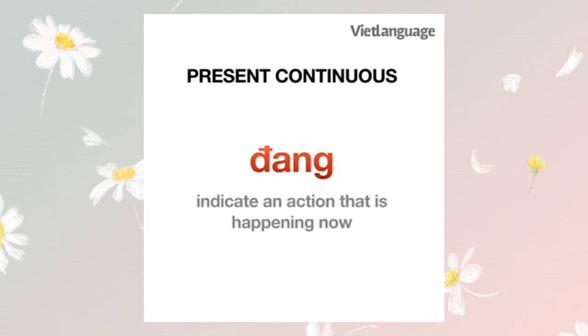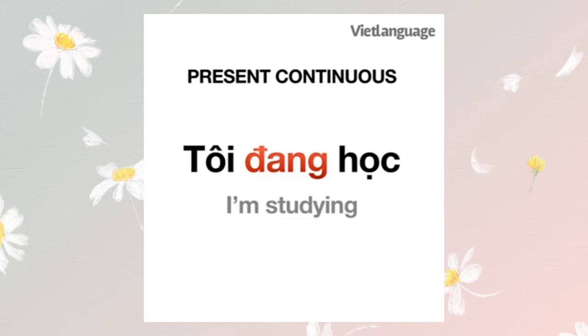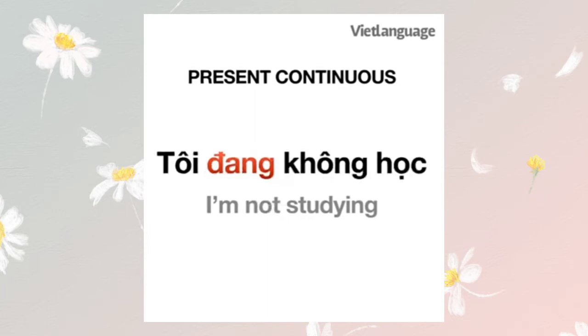In present continuous tense, we have the word đang. That will be placed before the verb to indicate an action that is happening right now. Đang. I am studying. Tôi đang học. The negative expression of this, I am not studying. Tôi đang không học.